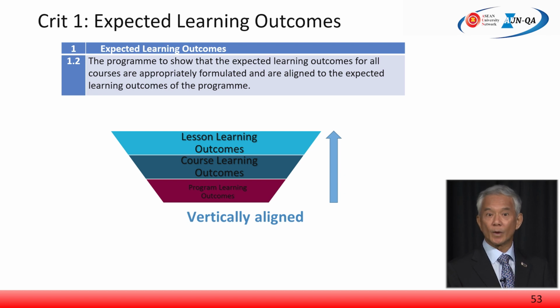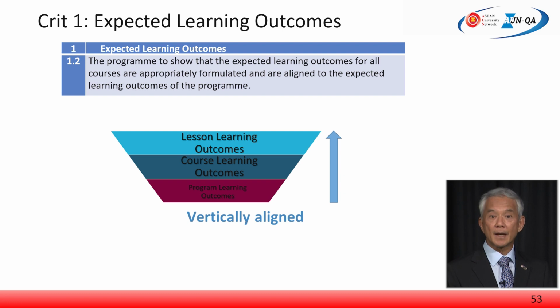Next is requirement 1.2. There are one or more learning outcomes from every lesson. From the 10 or 20 lessons that make up a course, all the lessons' learning outcomes must be aligned, aligned to form the learning outcomes for individual courses.